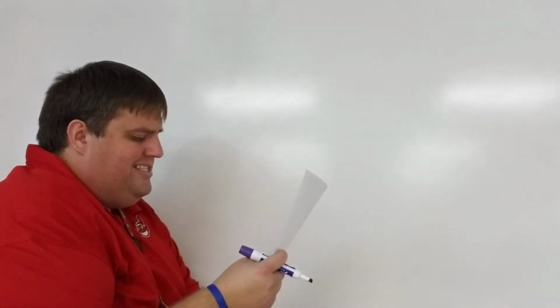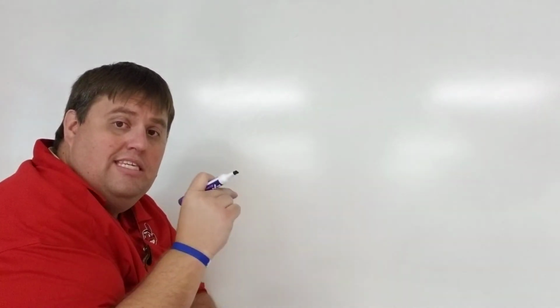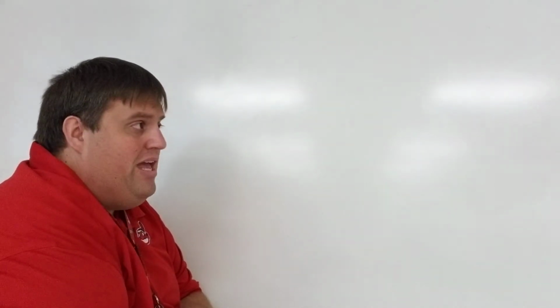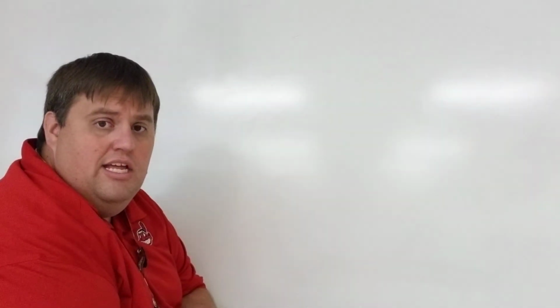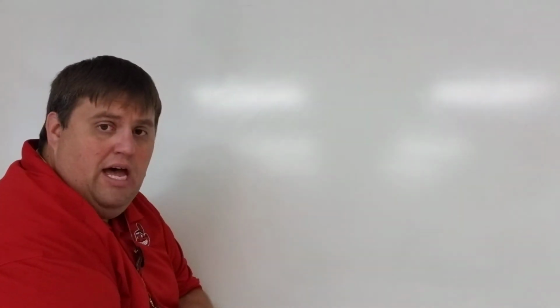Number 13, 62 pi. If it says pi, it's irrational automatically. No matter what we do to pi, if we add, subtract, multiply, or divide, it's always going to be irrational. So if we do 62 times pi, irrational.